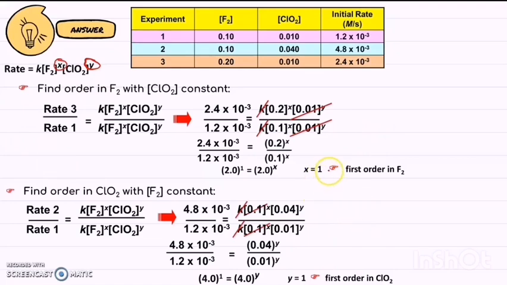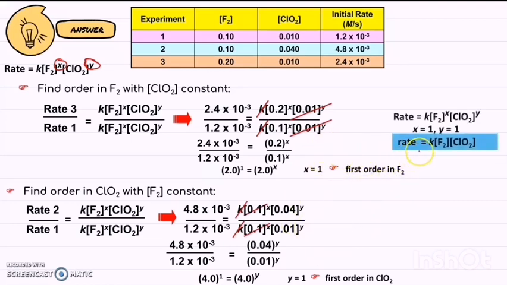Okay, now I already have the x value and y value. Do not leave your answer like this. You have to substitute back into the general rate law that we already wrote before. So, we substitute x equal to 1 and y equal to 1 into the rate law. So, we have rate equal to k, concentration of F2 to the power of 1, times concentration of ClO2 to the power of 1.